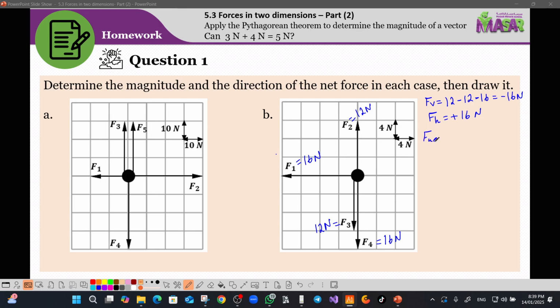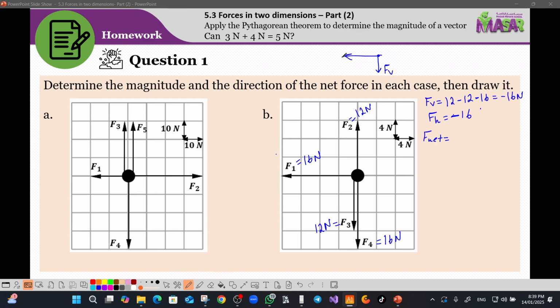Now, to find the F net, let me draw first FV and FH. FV is downward with the 16, because this is vertical, so this is FV, and FH is to the right. Now, I made a mistake because I didn't write correctly the direction of FH, because FH here in this case is minus 16, it's pointed to the left. So let me write here minus 16. And then I need to correct the direction.